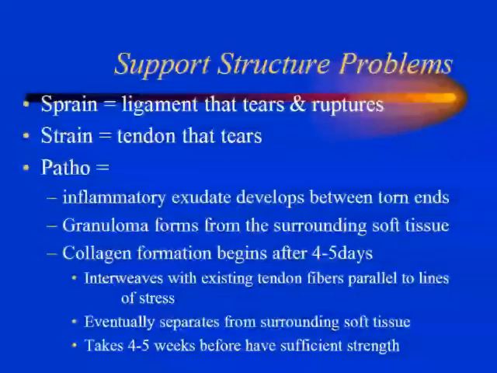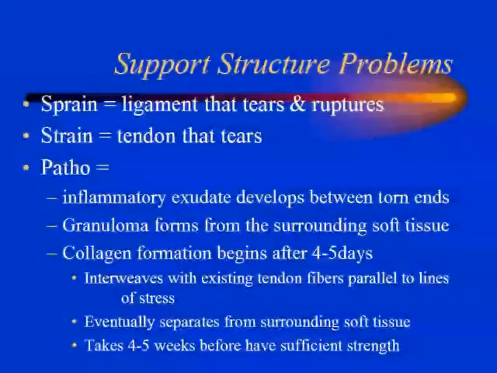The pathophysiology is that an inflammatory exudate will develop between the torn ends. Then a granuloma will form from the surrounding soft tissue. Collagen formation begins after 4 to 5 days. It will interweave with existing tendon fibers parallel to the lines of stress, and eventually will separate from surrounding soft tissue. This takes 4 to 5 weeks before they have sufficient strength.